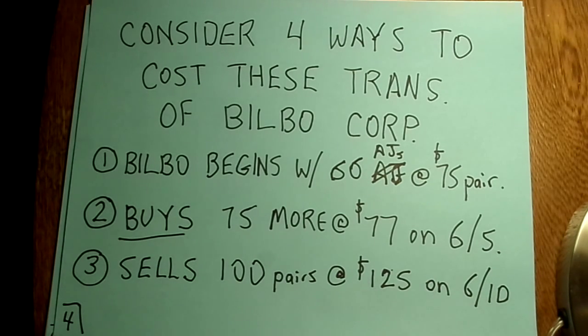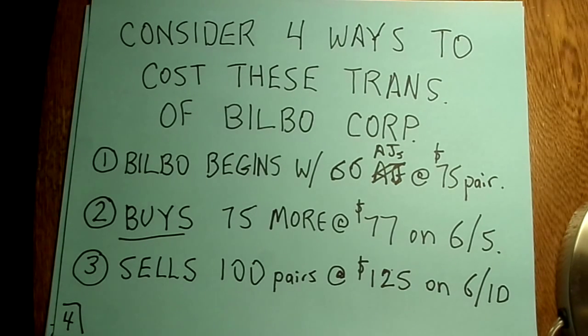On June 5th, Bilbo buys 75 more pair of Air Jordans and pays $77 a piece. So the cost price, the price Bilbo has to pay to Nike, is more than $75. It's risen to $77. And then, on June 10th, Bilbo sells 100 pair of shoes for $125 a piece. First of all, notice the sale price is $125. That's what Bilbo charged customers. What Bilbo had to pay was $75 or $77.